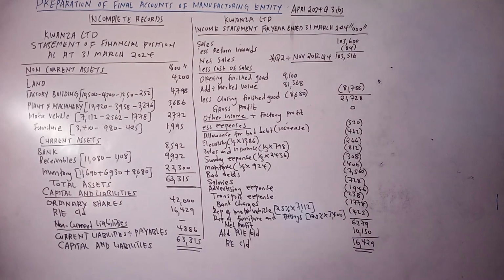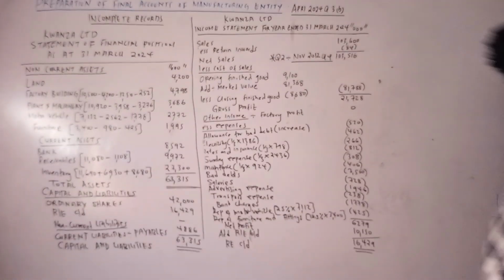Today we are going to do preparation of the final account of the manufacturing entity. That's what I want to do.